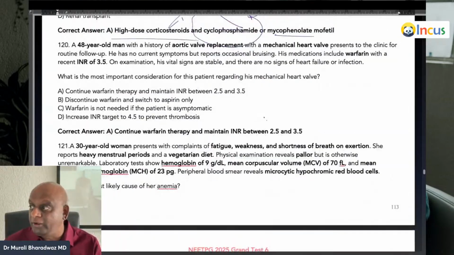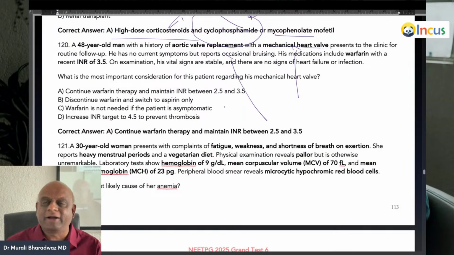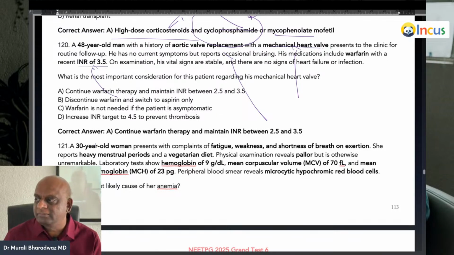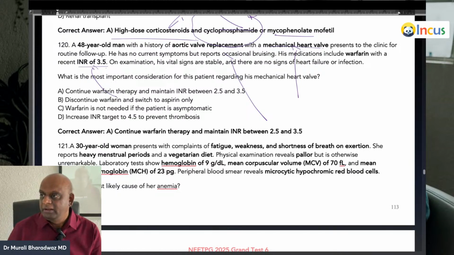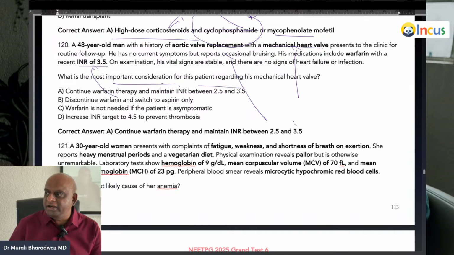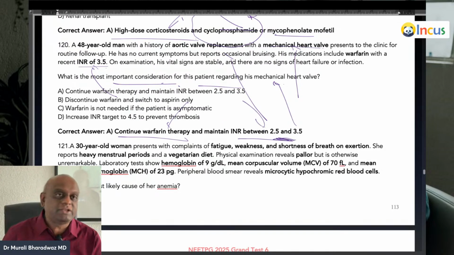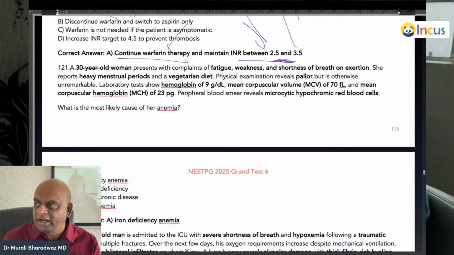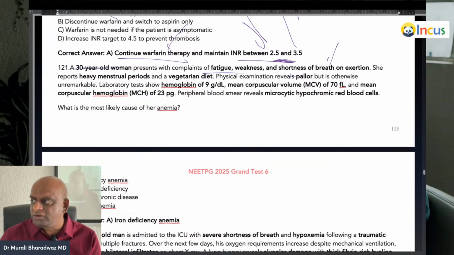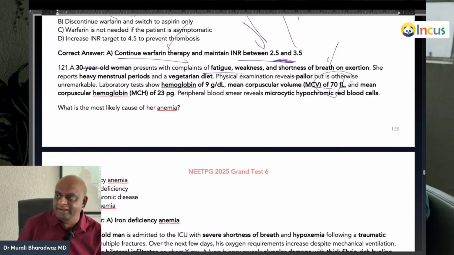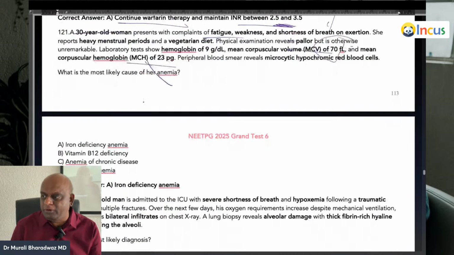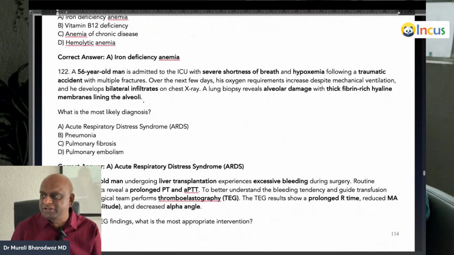A 48-year-old with aortic valve replacement with mechanical heart valve. Warfarin is given and INR is 3.5. What is the most important consideration in this patient? Continue warfarin therapy but maintain INR between 2.5 to 3.5. 30-year-old with fatigue, weakness, shortness of breath, and mean corpuscular volume of 70. Mean corpuscular hemoglobin 23, microcytic hypochromic is classical of iron deficiency anemia.